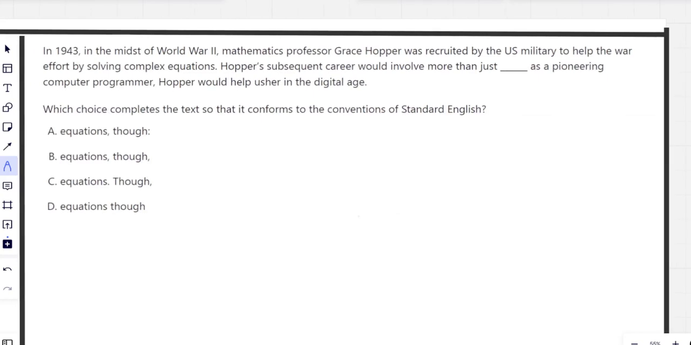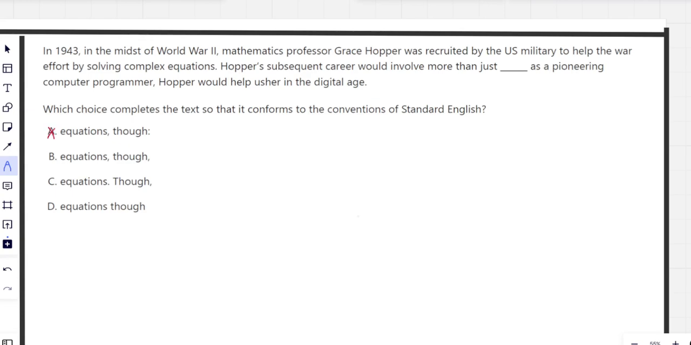In 1943, in the midst of World War II, mathematics professor Grace Hopper was recruited by the U.S. military to help the war effort by solving complex equations. Hopper's subsequent career would involve more than just blank. As a pioneering computer programmer, Hopper would help usher in the new digital age. Which choice completes the text so it conforms to the conventions of standard English? I definitely think there's got to be a pause right here between this sentence and the one that follows. So let me see. Hopper's subsequent career would involve more than just equations, comma, though.